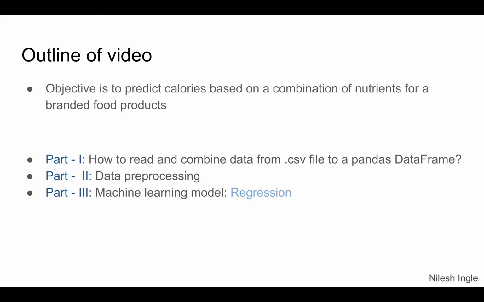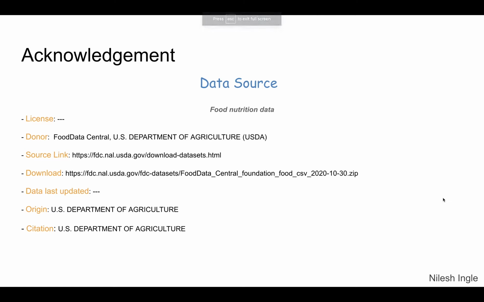And the video is divided into three parts. The first is where we'll read the data into a data frame. Next, we'll pre-process it, and then we'll fit machine learning models that we have learned so far. Many thanks to USDA Food Data Central for providing this data open source so that we can freely use it. I'll put the links to download the data in the description below, which is this.